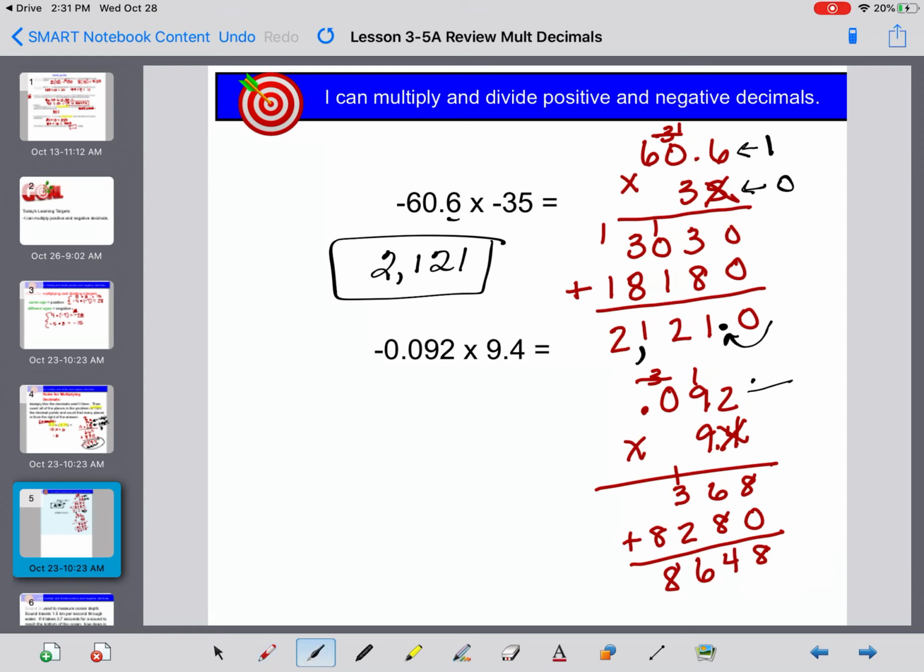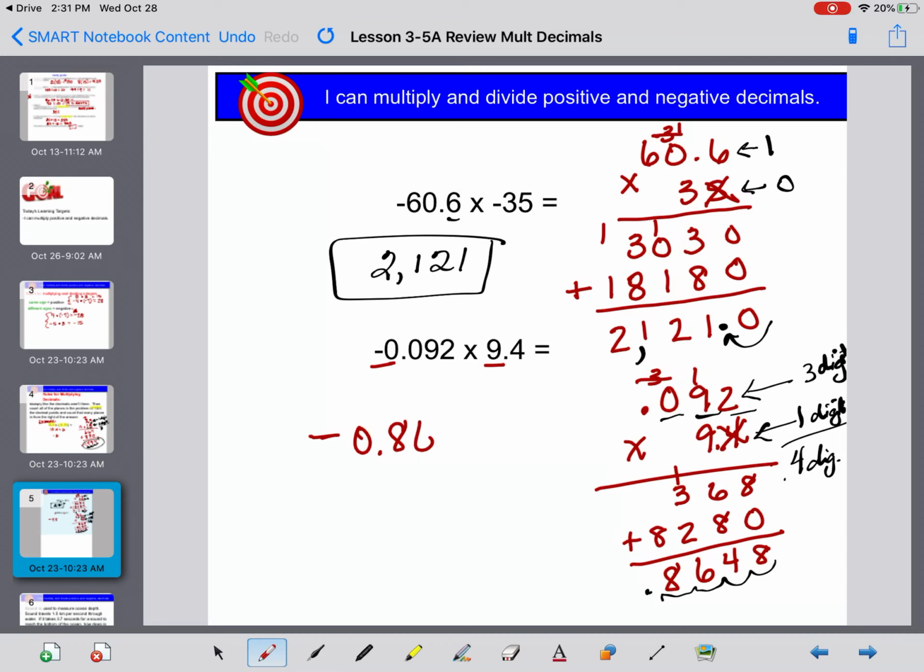Now I need to place my decimal point. There are 3 digits in the first number, and there is 1 digit in the second number, for a total of 4 digits. 1, 2, 3, 4. My answer is a negative times a positive is a negative 0. So 8,648 ten-thousandths. Negative 8,648 ten-thousandths.